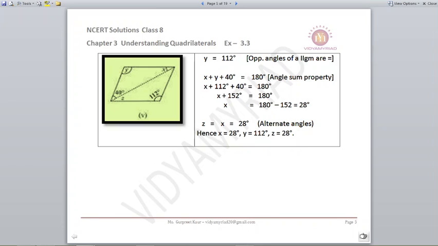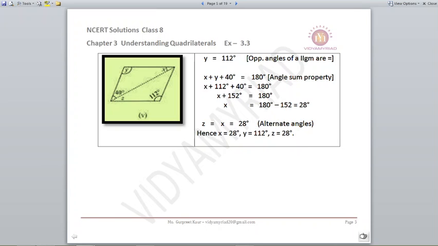Next, here you have 112 degrees. Just see, opposite to 112 is y, that will be equal because opposite angles of a parallelogram are equal. Take the triangle above. So y plus 40 plus x will be equal to 180 degrees because of the angle sum property. You have two angles with you, 112 and 40. You can easily find out x. x is equal to 28 degrees.